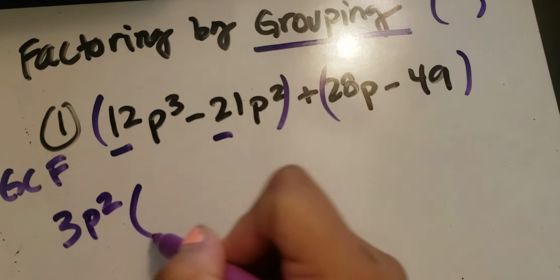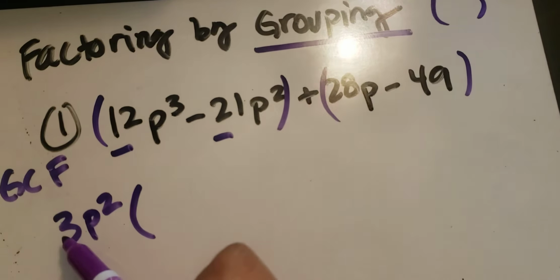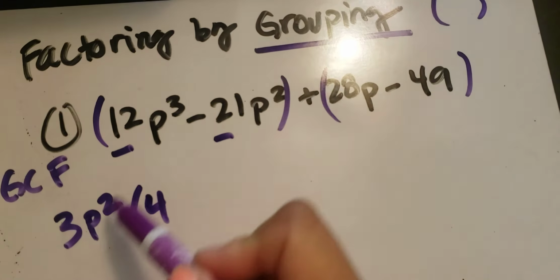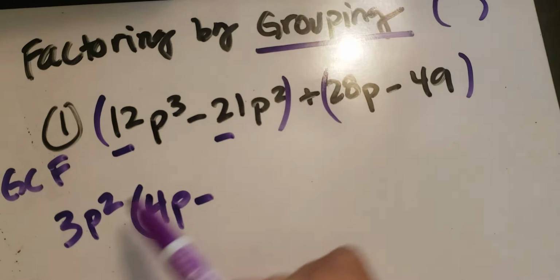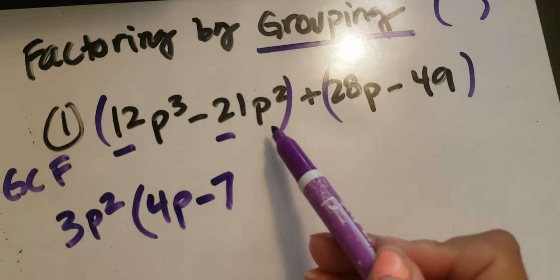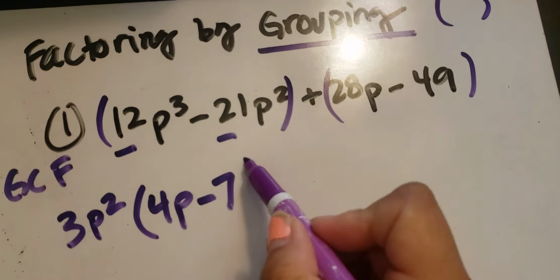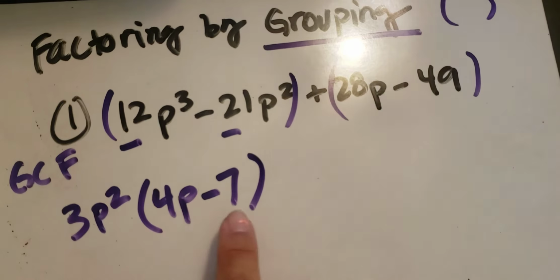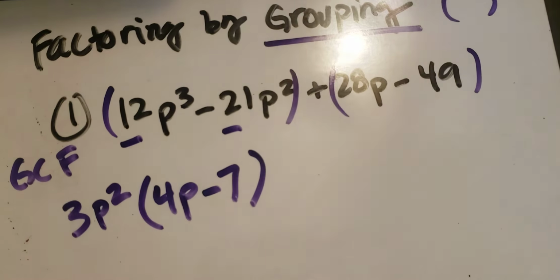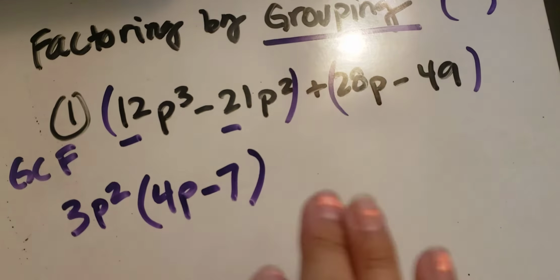P squared. So now what you're left with is 12 divided by 3, 4. P cubed divided by p squared, p. Then minus 21 divided by 3, 7. And p squared divided by p squared is 1, so you don't have anything left. Now, you know you've chosen the greatest common factor if between these two terms, there's nothing else you can factor out. Okay, so you're done.